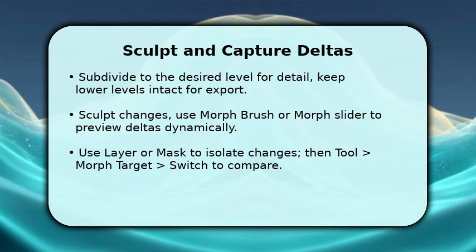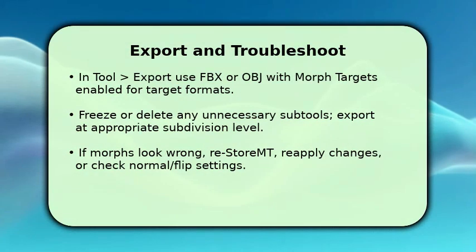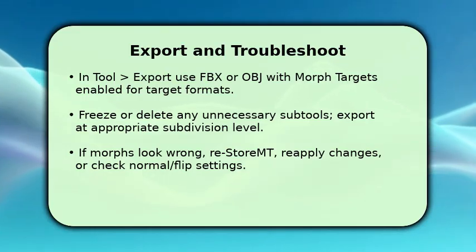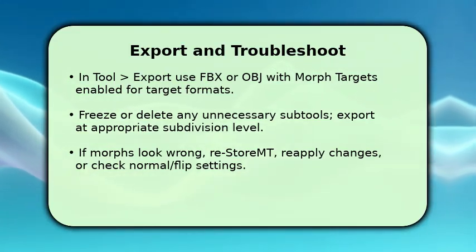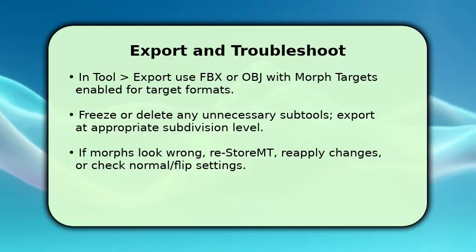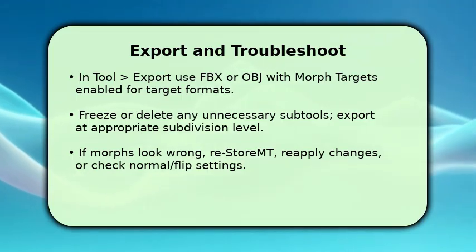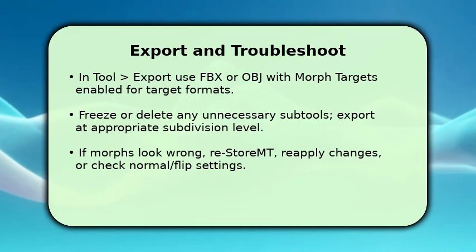Finish by preparing the mesh for export. Freeze or merge subtools as needed and select the subdivision level that best represents your morph. Use Z plugin or tool export with morph targets/morph export enabled. FBX preserves morphs for most DCCs. Once exported, test in the target app and adjust influence if needed.